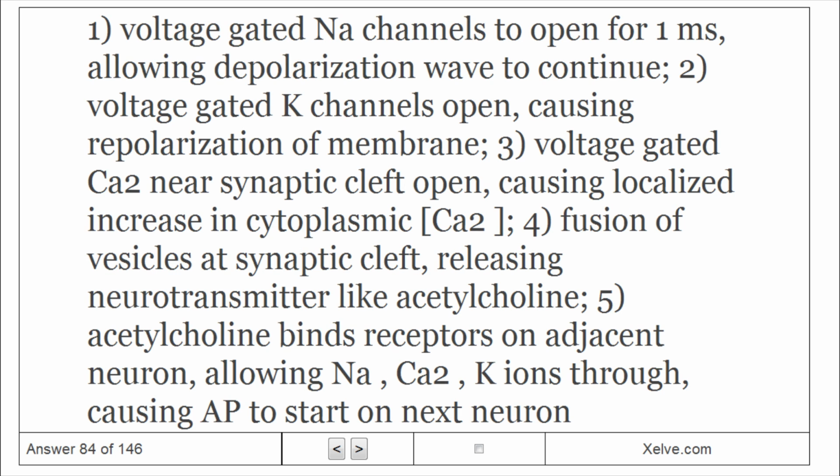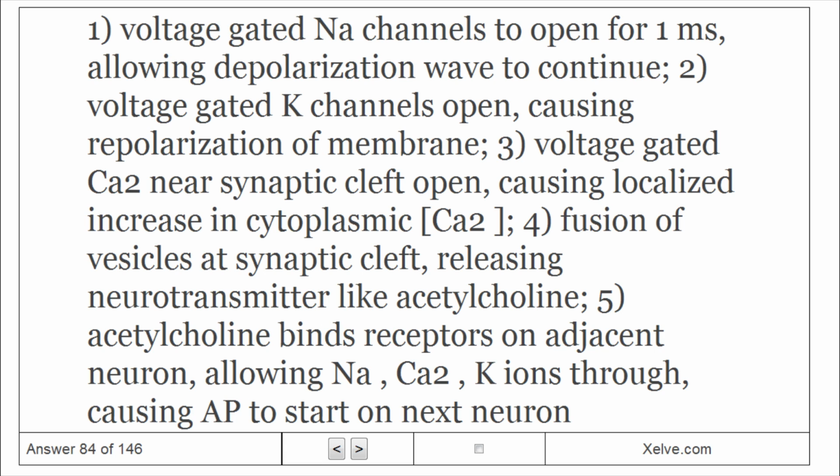One, voltage-gated Na channels open for 1 millisecond, allowing the depolarization wave to continue. Two, voltage-gated K channels open, causing repolarization of the membrane. Three, voltage-gated Ca2+ channels near the synaptic cleft open, causing a localized increase in cytoplasmic calcium.